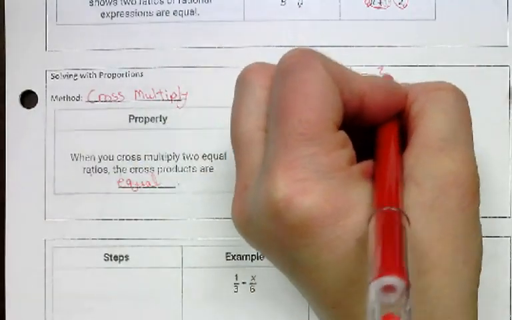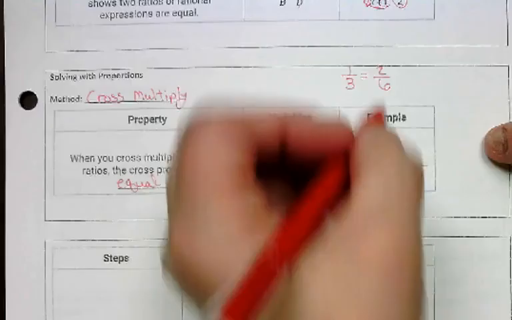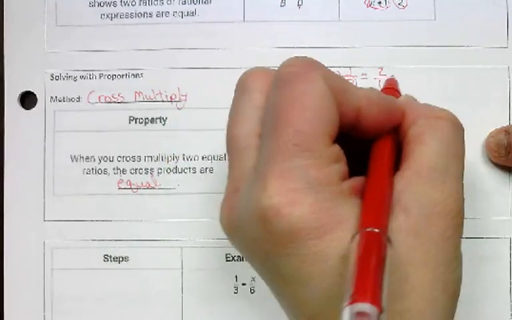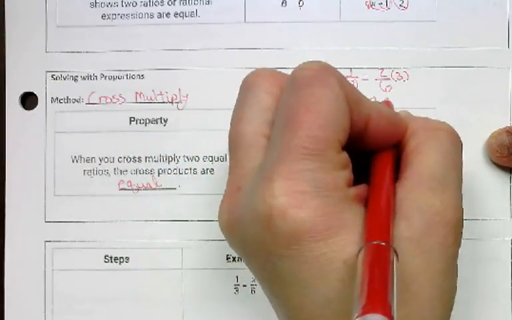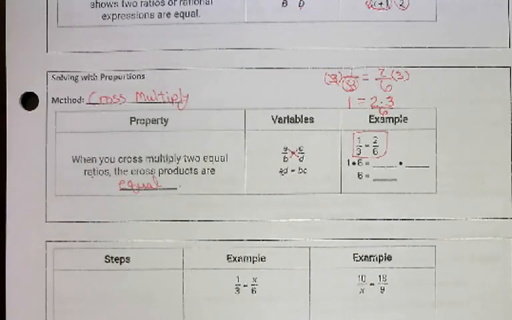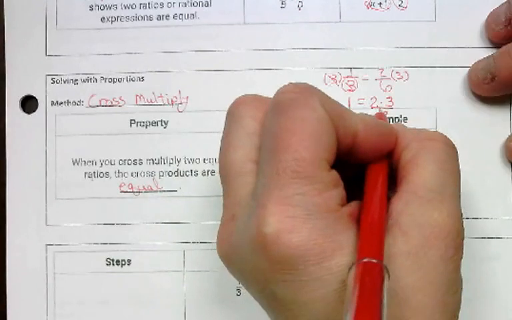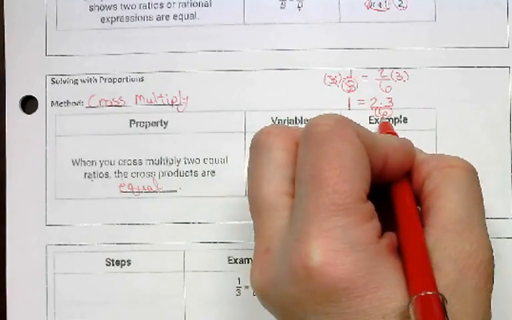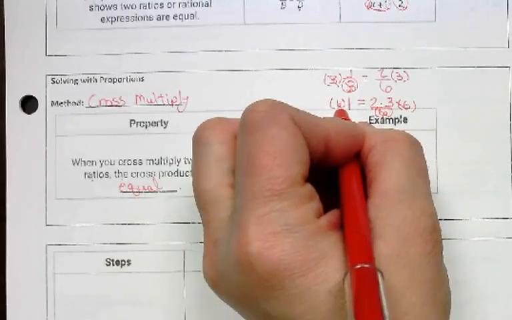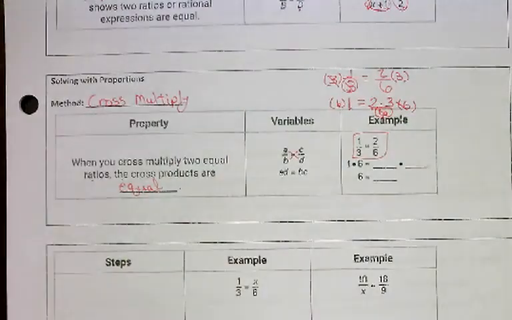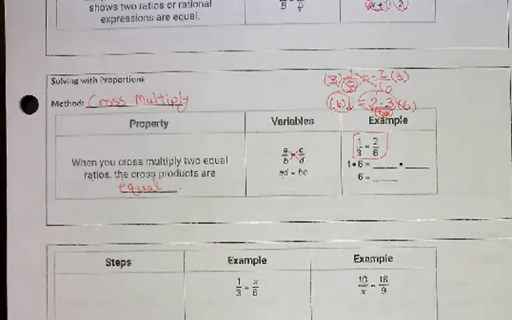So 1/3 equals 2 over 6. When I'm solving, I always want to get rid of the denominators first, right? Just to show the algebra. That's all it is.